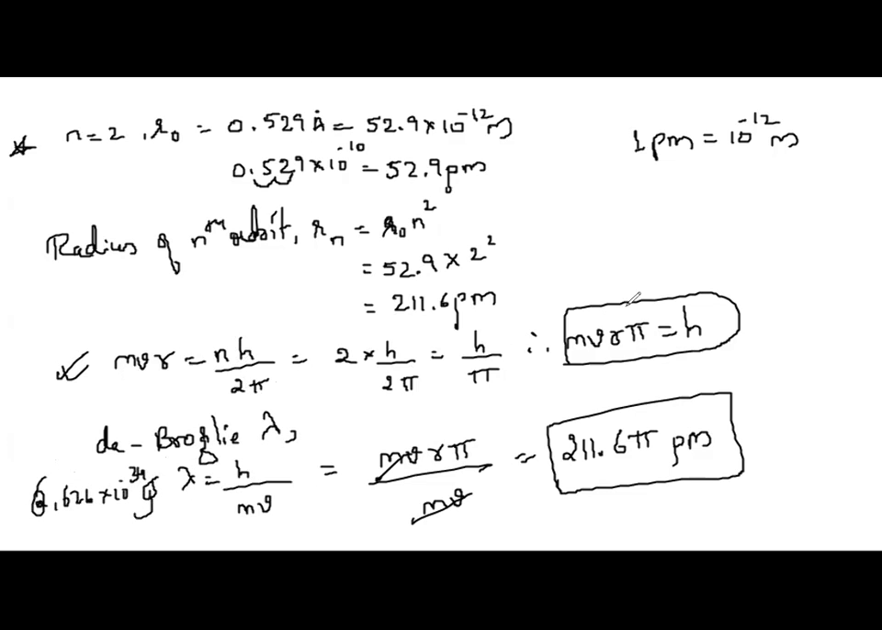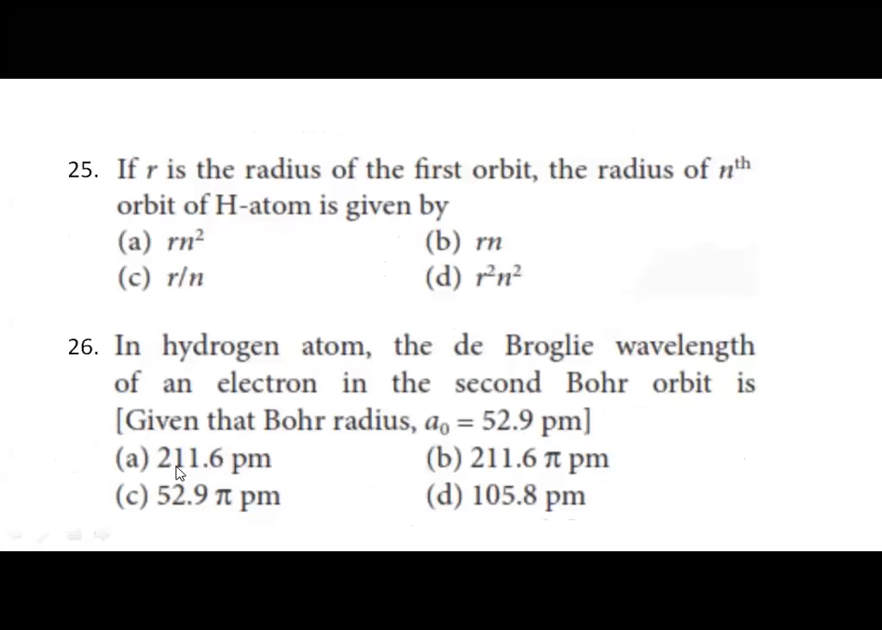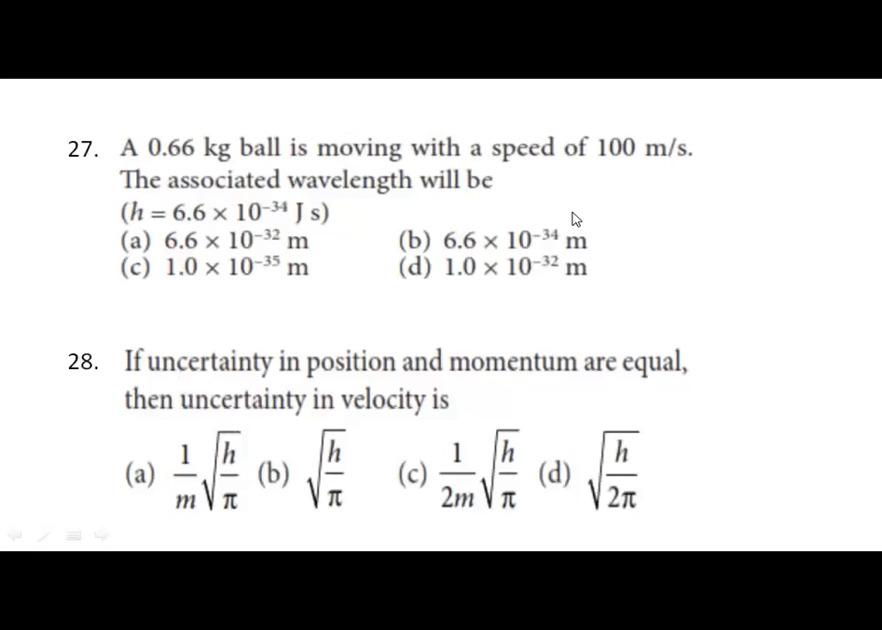So what I did, I found mvr pi is equal to h, lambda is equal to h by mv. mv gets cancelled. I know the value of r here, 211.6 pi picometers. So the option 211.6 pi picometers is the correct option. Correct? Yes. Next question.